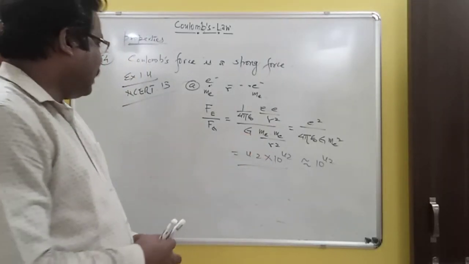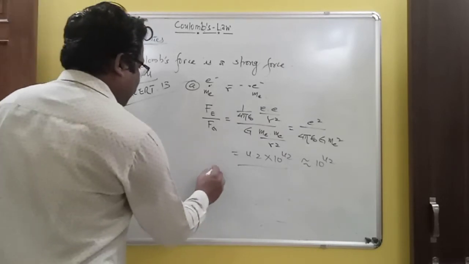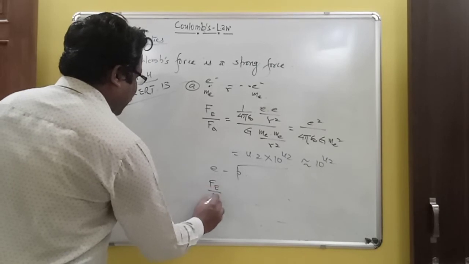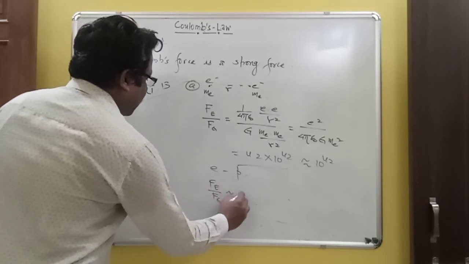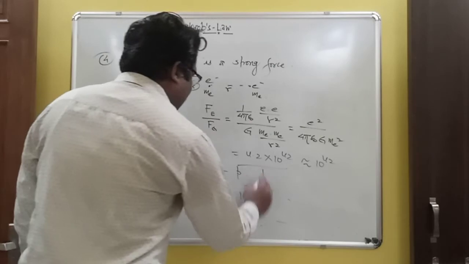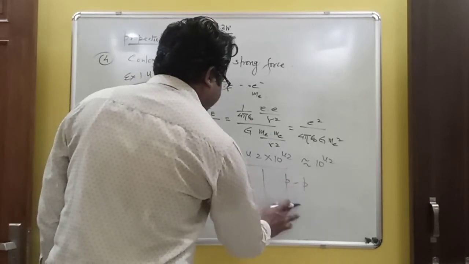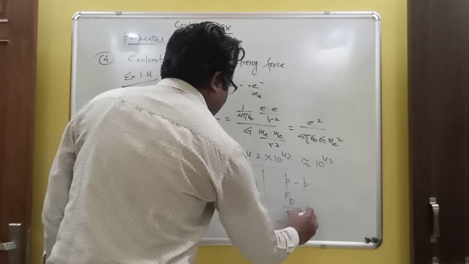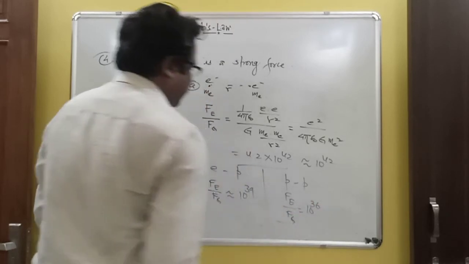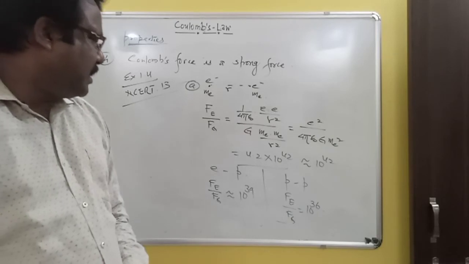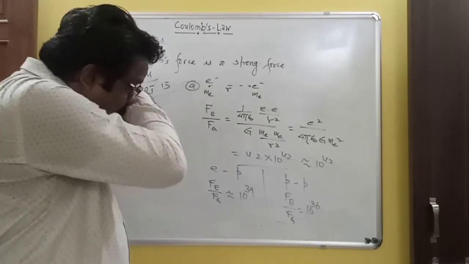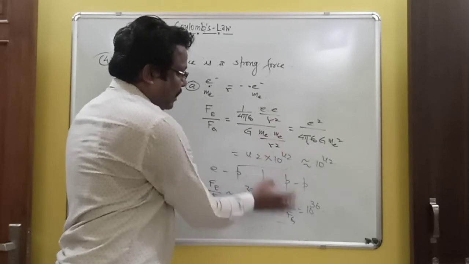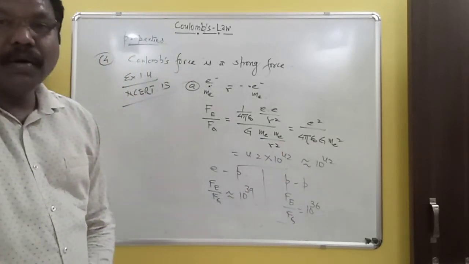On the other hand, when you take the electron-proton pair, Fe by Fg has the order of what? 10 to 39. And when you take the proton-proton pair, that time Fe by Fg is 10 to 36. Okay, so the order is 10 to 36. As you include protons, the mass keeps increasing, therefore the force below increases, and therefore the order decreases. Okay, are you getting the point?